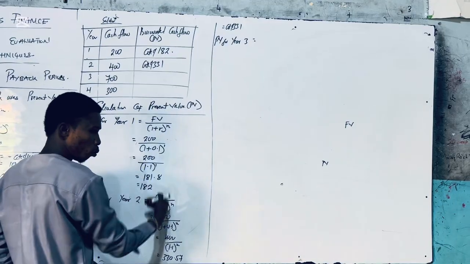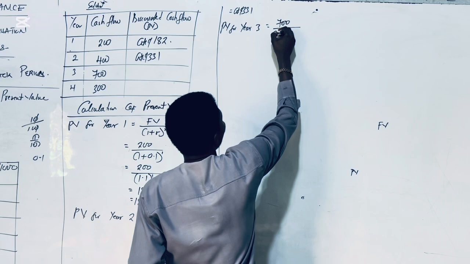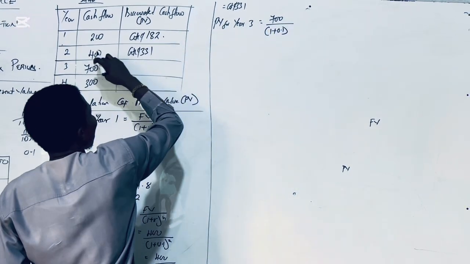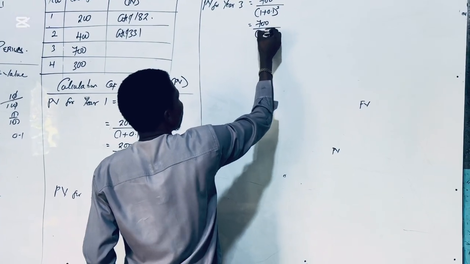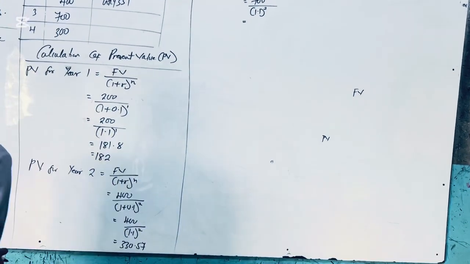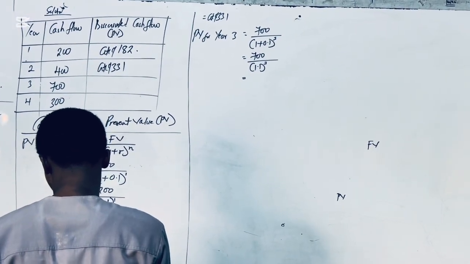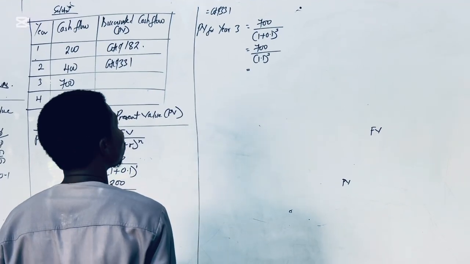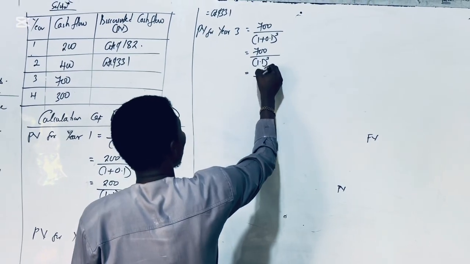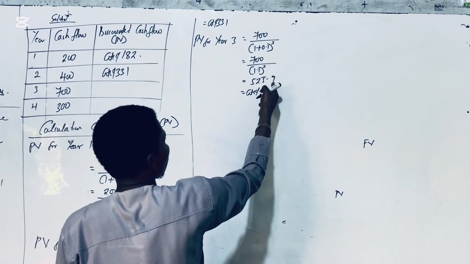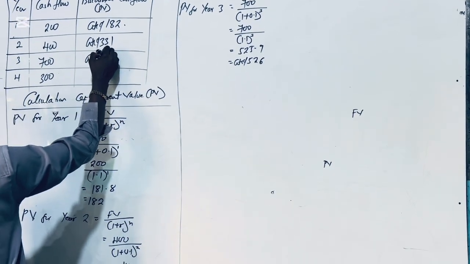So we are using the same approach. The future value, which is 700, over 1 plus 0.1 raised to the power n, where n is the third year. So we have 700 over 1.1 raised to the power 3. All right, same approach. 700 divided by bracket open 1.1 bracket close, raised to the power 3. And that will give us 525.9. So to the nearest whole number, we add 1 to this. 526. So that is 526.